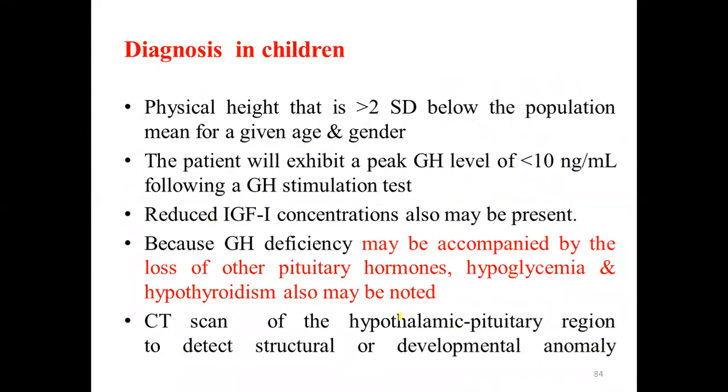Then when you look at the diagnosis of growth hormone deficiency in children, a physical height that is greater than 2 standard deviations below the population mean for a given age and gender is one diagnostic criterion. The patient will exhibit a growth hormone level of less than 10 nanogram per ml following a growth hormone stimulation test. By the way, this is the most common test that can be conducted to assess whether a certain individual has growth hormone deficiency or not.